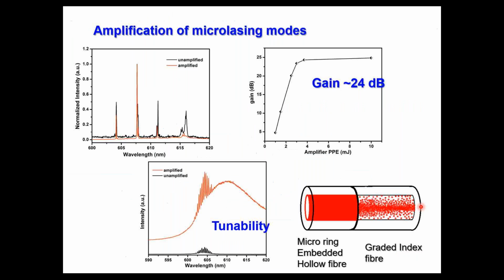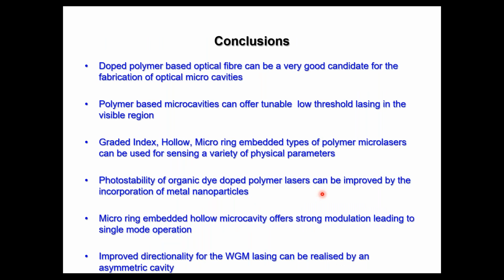Currently we are working on that, and even before that we have just tried this kind of amplification. This is the spectrum from the micro ring embedded structure, and this is the spectrum of the graded index, and this amplification is currently being studied. We reached around 24 dB gain, but the coupling is still very poor, and we are working on this single unit. So I am coming to the conclusion of the first portion.